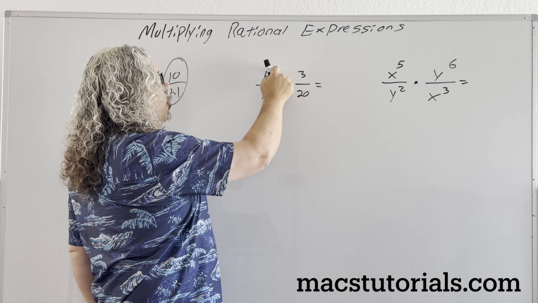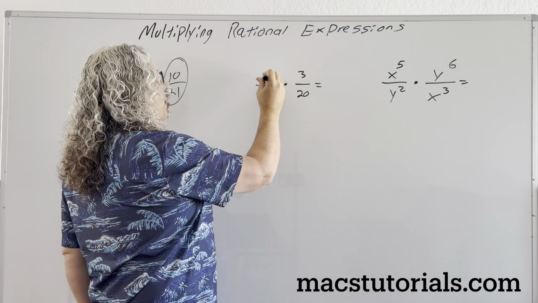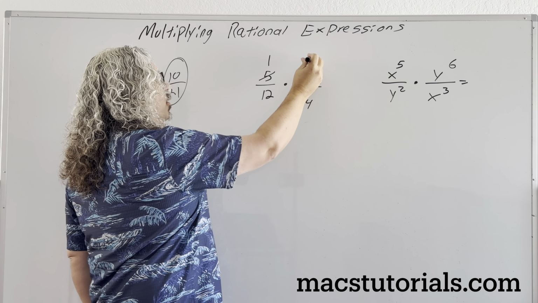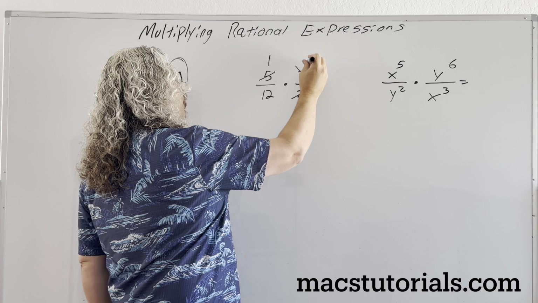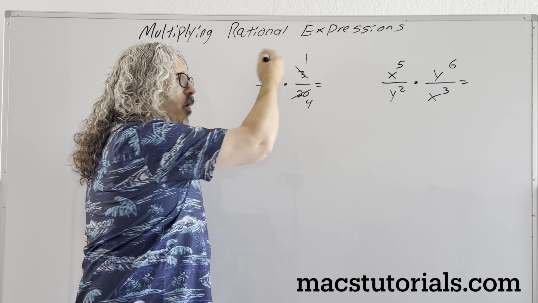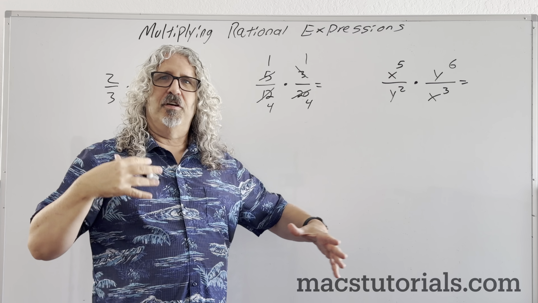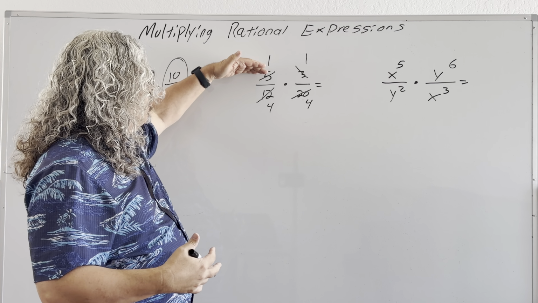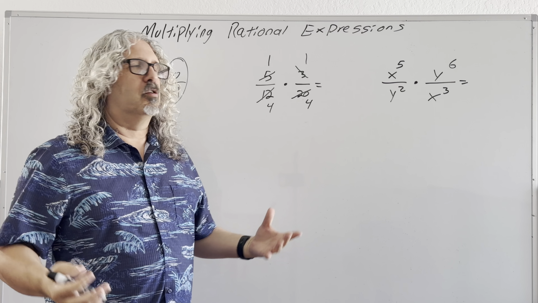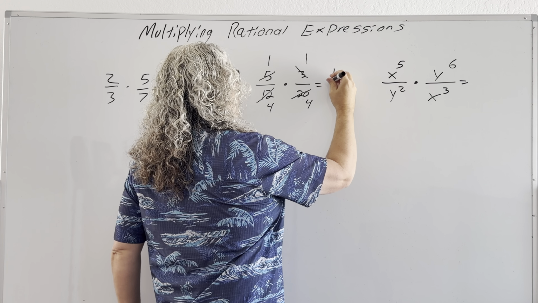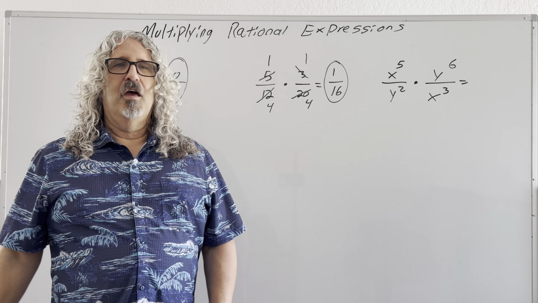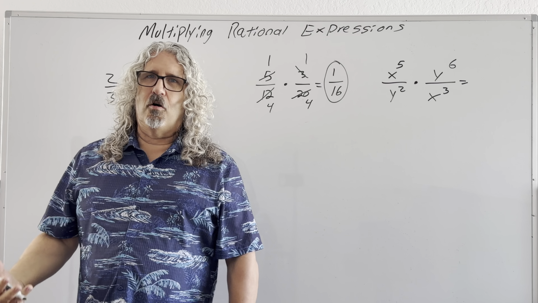So what I can do is this. The 5 and the 20 as the corners: 5 goes into 5 once, 5 goes into 20 4 times. Look at the 3 and the 12. 3 will go into the 3 once, 3 will go into the 12 4 times. Once you've done all the cross canceling and reducing, multiply through, and I get 1 over 16 for my answer, okay? That's stuff that you probably have already learned.